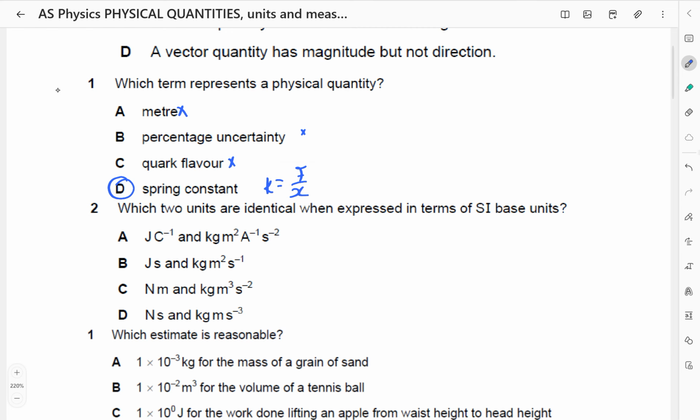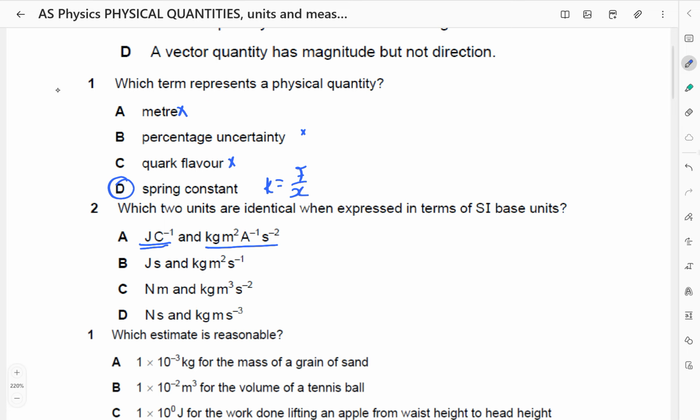Which two units are identical when expressed in terms of SI base units? Identical. We can check. So this is base units. This is not base. We can try to change this to base units.